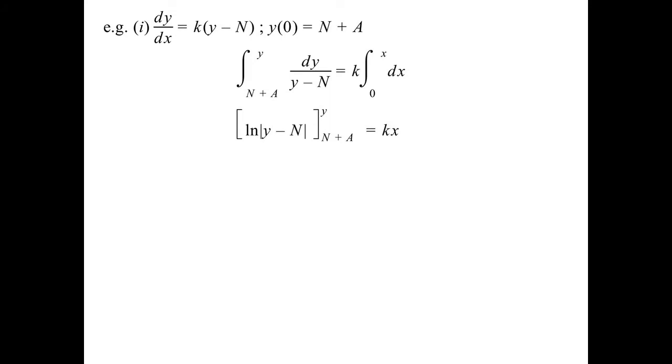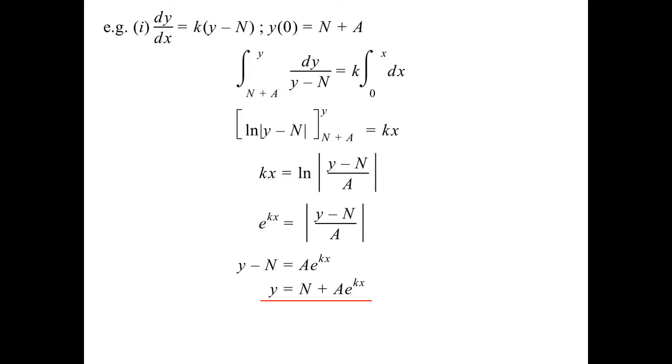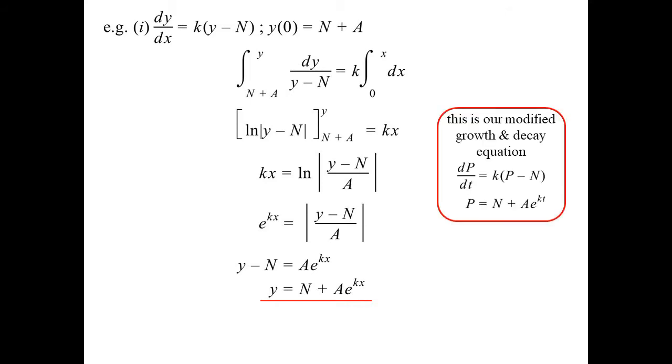So subbing in our values, we get the log of y minus n over a. Okay. Well, I'll exponentialise both sides, get rid of that log. So e to the power of kx is the absolute value of y minus n over a, multiplying by the a. Now you'll notice I got rid of the absolute value signs here. Why did I do that? Well, because a could be plus or minus itself. And look what we end up with. y equals n plus a e to the kx, which of course was our modified growth and decay equation from last year.